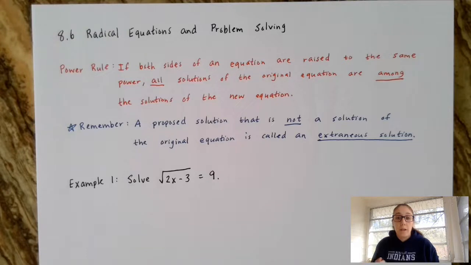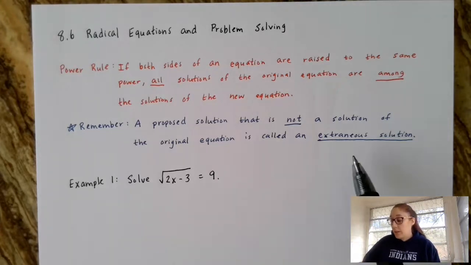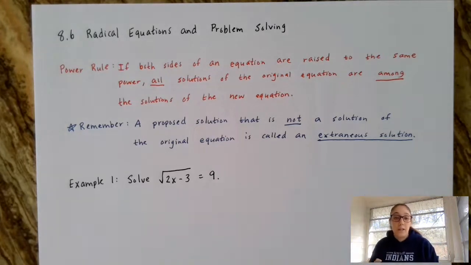Sometimes you get what I call a fake answer, and that's what we call an extraneous solution. It's when we get an answer that we plug in to check to the original equation and it doesn't work out. So every time you square or you cube or you raise both sides of an equation to some exponent, you always have to check your answer. It's part of the process because it is very possible that you could get an extraneous solution.